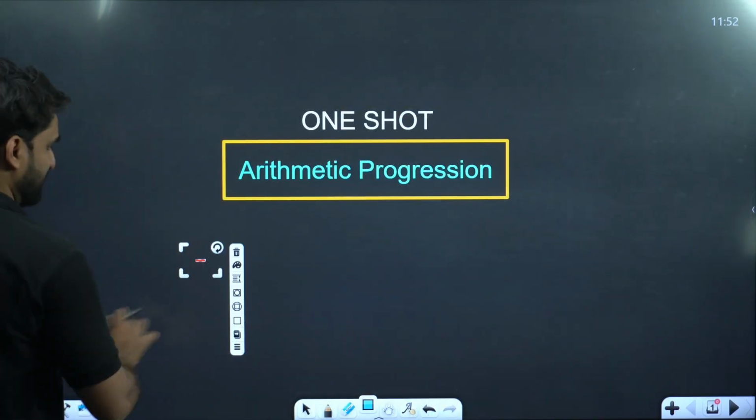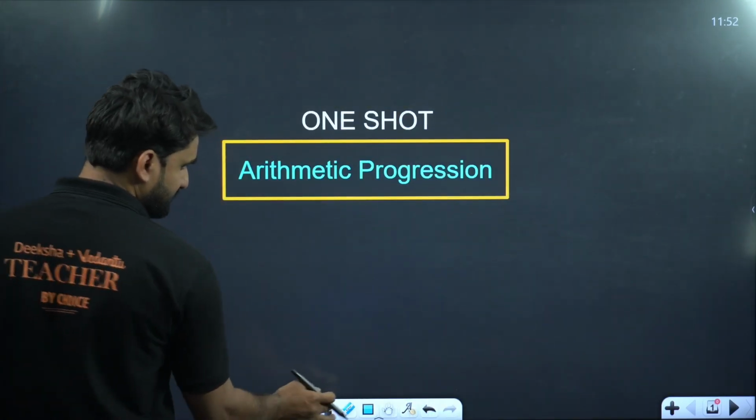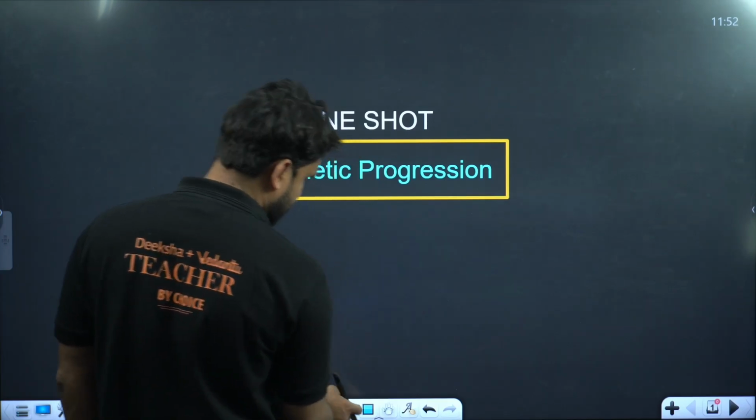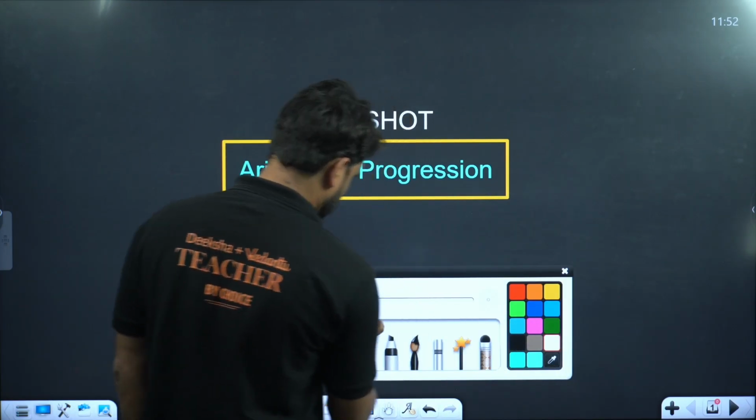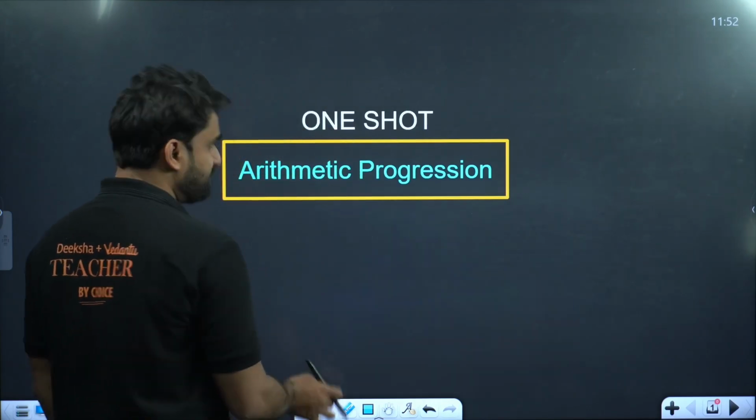So my dear champion, first thing is, let me use the color of the pen. I think a white color would be good. Okay, so let's move ahead.